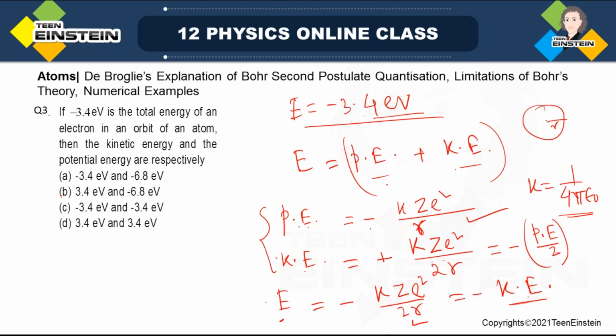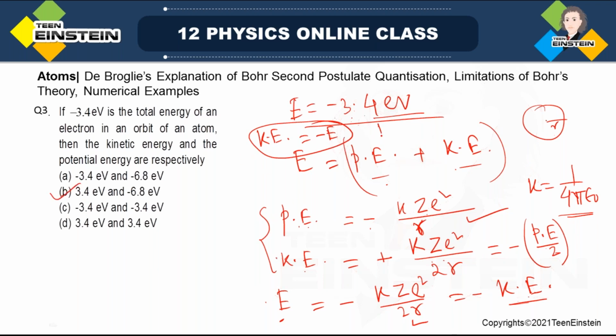Look, out of these four equations, four options, which one will be true? Potential energy will be actually double of the kinetic energy, with a negative sign. So look here, this is the total energy. Kinetic energy is minus of total energy. That means plus 3.4. So actually B will be the correct option.